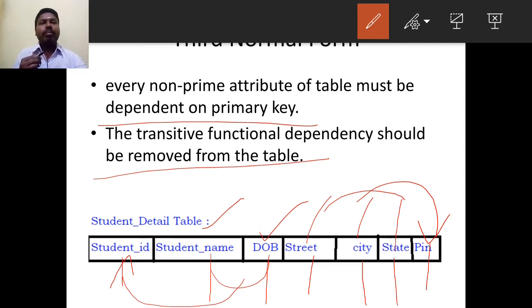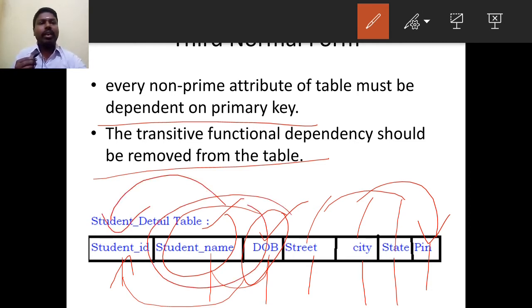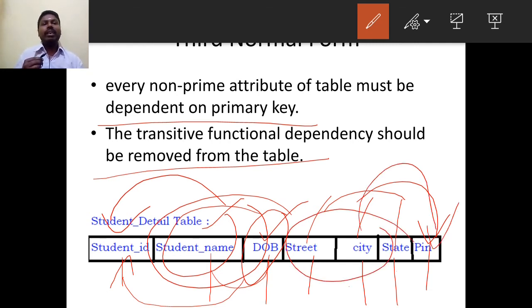Every non-prime attribute, student name is a non-prime attribute, date of birth is a non-prime attribute, which means not a primary column, must depend on the primary key. So these two depend on this primary key, and street, city, state, these three depend on the pin. So with the help of pin, we can easily identify state, city and street. Understand? So it belongs to pin, and student name, date of birth belong to student ID.